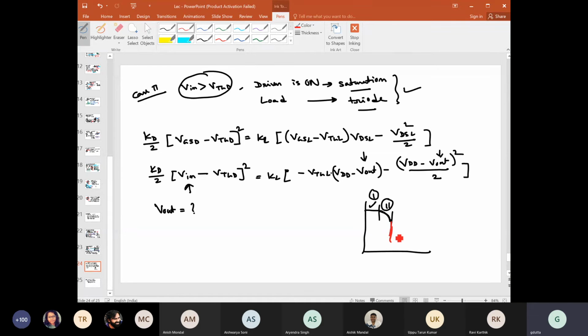It's not a good line like this. It will fall almost vertically, right? So for this value of V in, that you are going to find from here, this is another region. This region is region 3, for which both transistors are in the saturation region, right? Okay. Then what will happen?